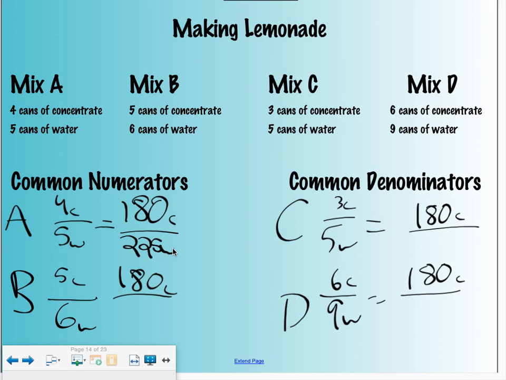So let's continue on. B. How do we get the denominator? 180 divided by 5. Same way, divide 180 by 5.